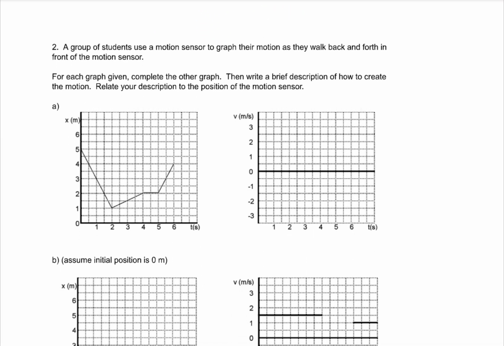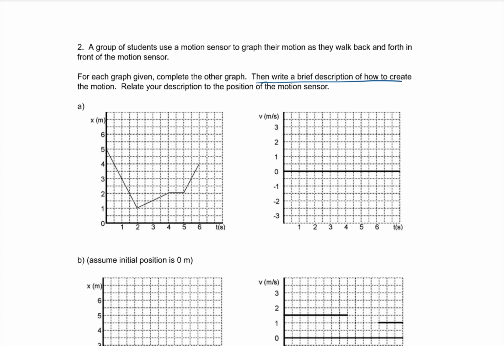Number 2, a group of students use a motion sensor to graph their motion as they walk back and forth. Complete the other graph, then write a description. I will let you write the description on your own. What I'm going to do is help you create the other graph.